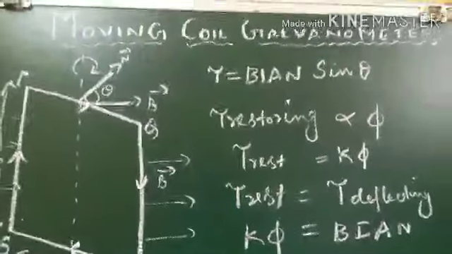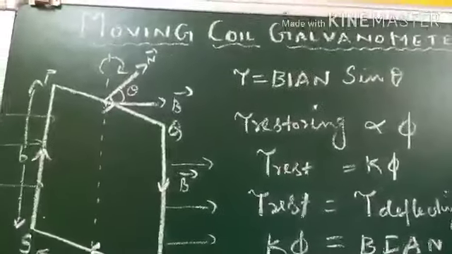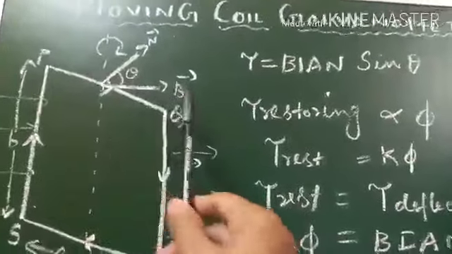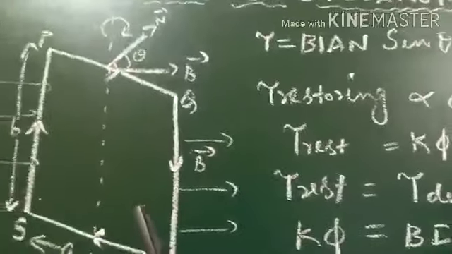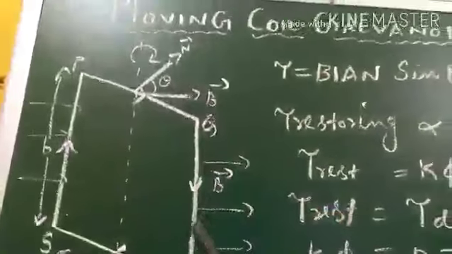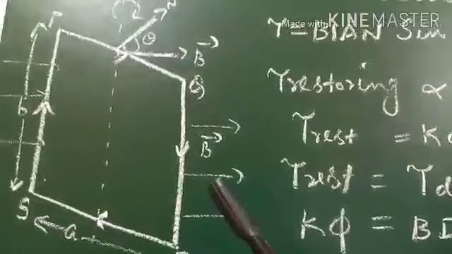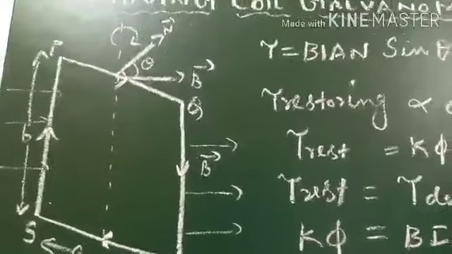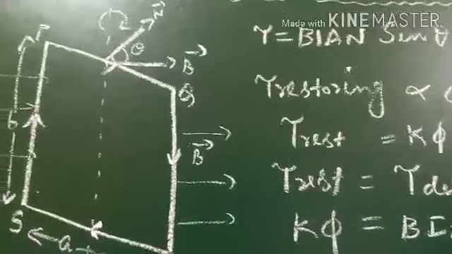Coming to the theory and working part of the galvanometer, we have already seen that the main part is a current carrying coil. I is the current, A is the area of the coil, N is the total number of turns of the coil. This coil is kept in a radial magnetic field. We have seen that in detail in the previous topic.